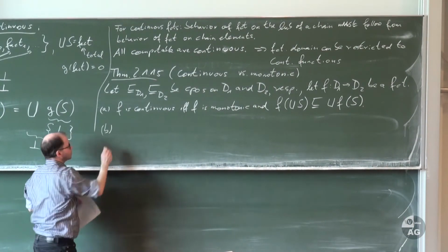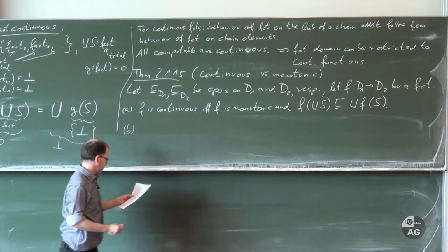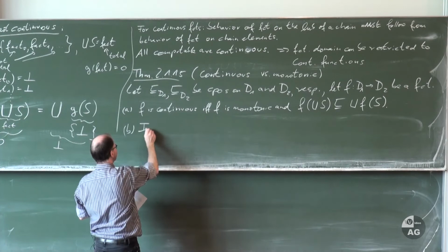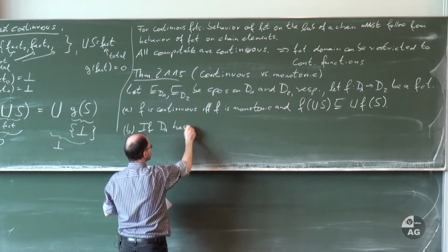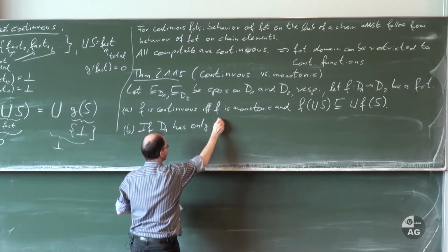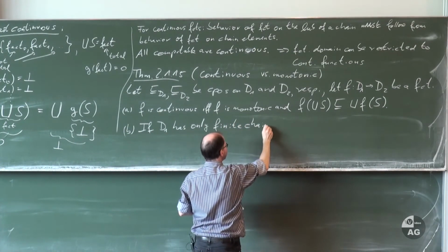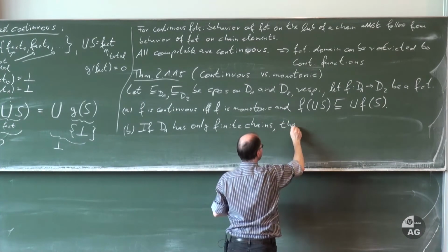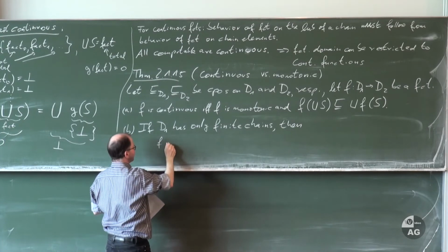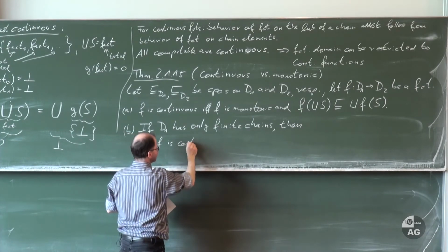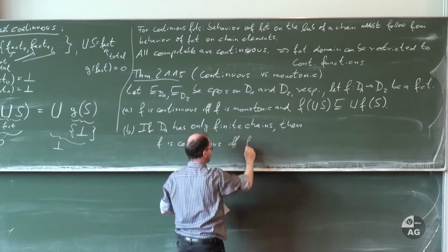And as long as all chains are finite, monotonicity and continuity is the same. So if D1 has only finite chains, then continuity and monotonicity is the same. So then f is continuous if and only if f is monotonic.